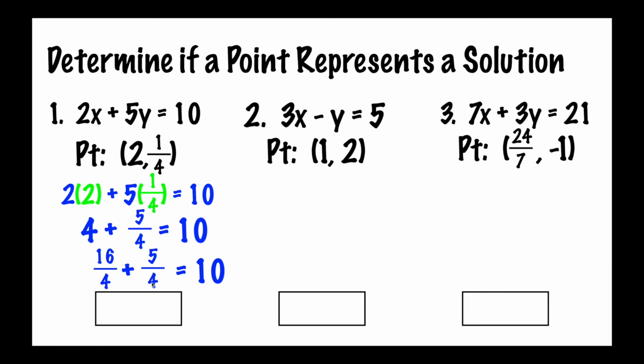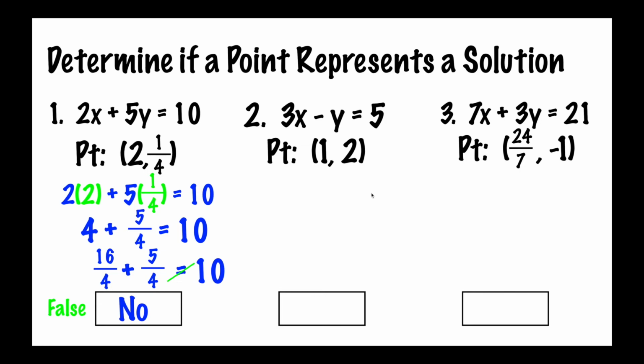And then that final step would be to add the 16 and 5 together, giving me 21/4 is equal to 10, and that's just not going to be true. Now, if it gives us a false statement, that means that it is not going to represent a point on that line. If we were to graph this, that point would not fall on the graph of this line.